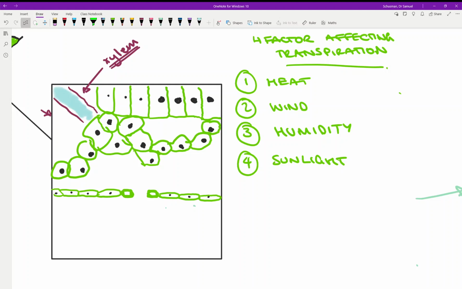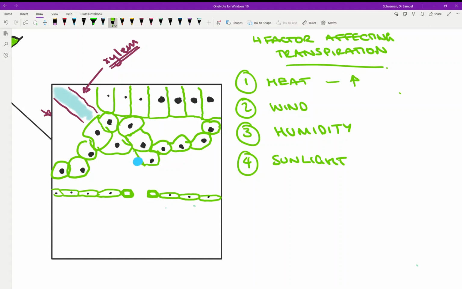So, at the end of the lesson, we spoke really quickly about these 4 factors affecting transpiration. And I'm just going to do a quick video to explain why those are. So, the first one is heat. And as I said in the lesson, the starting point of transpiration is the evaporation of water from the spongy mesophyll. Heat's kind of an easy one. It will definitely increase transpiration.